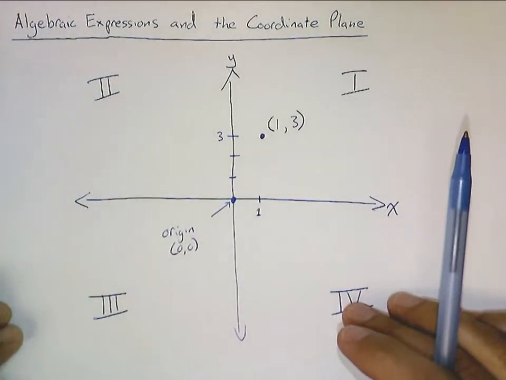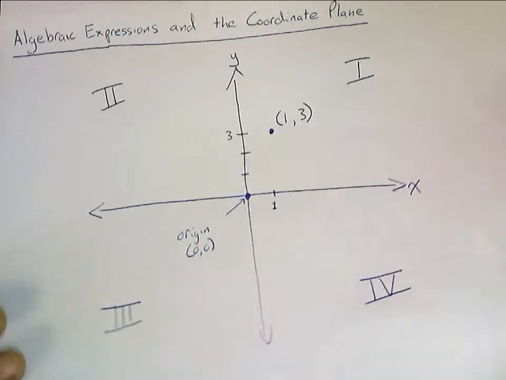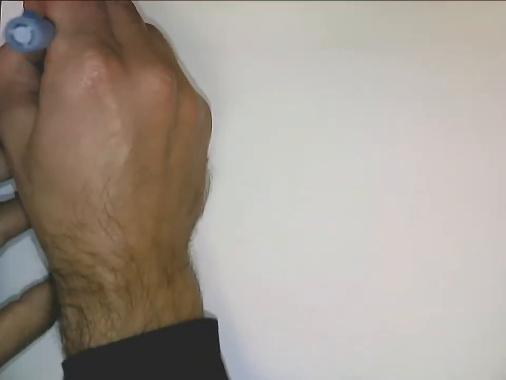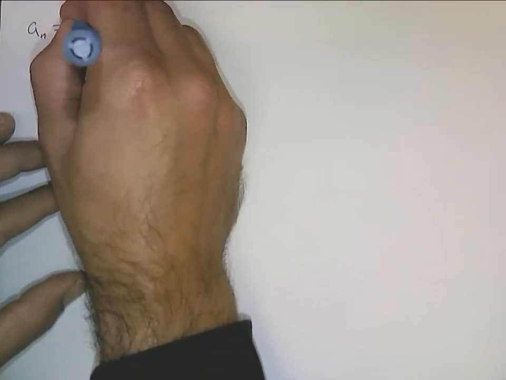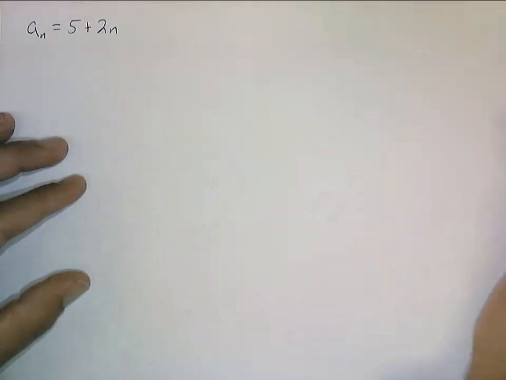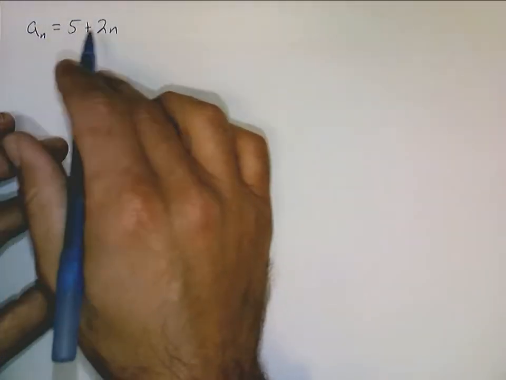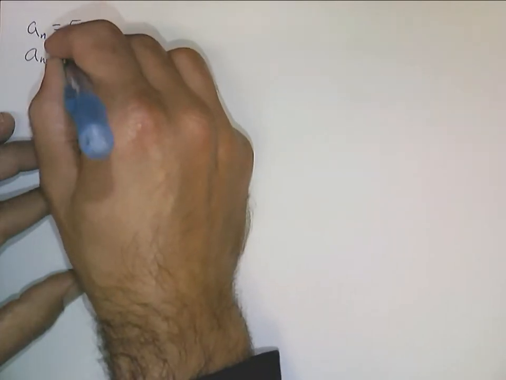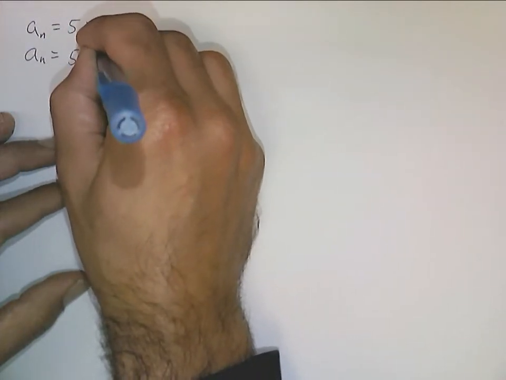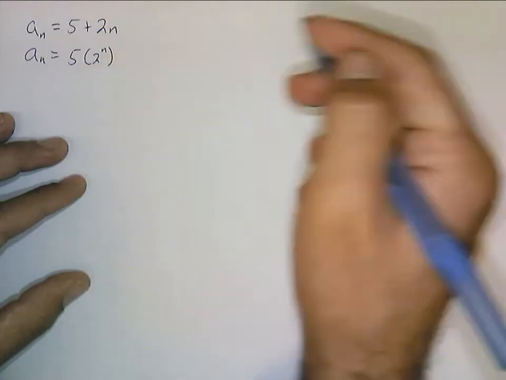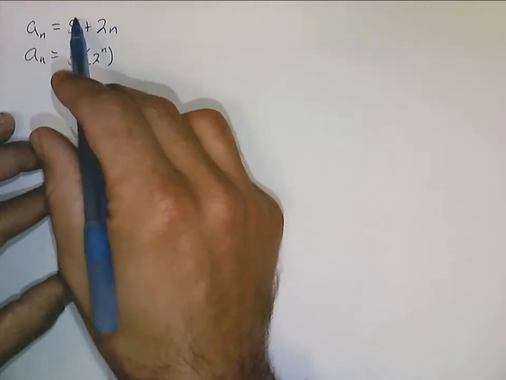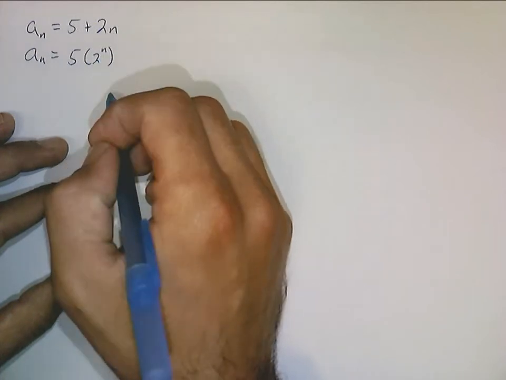So back when we were doing sequences, which we just got done with, all our sequences we had things like a sub n equals 5 plus 2 times n, things like that for an arithmetic sequence, or a sub n equals 5 times 2 to the power of n for a geometric sequence, those kinds of things. So right here, these guys on the right are algebraic expressions.